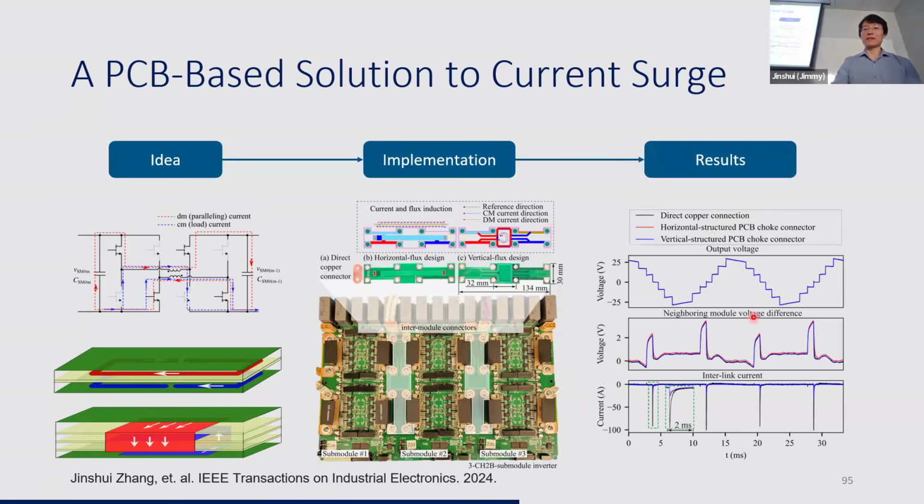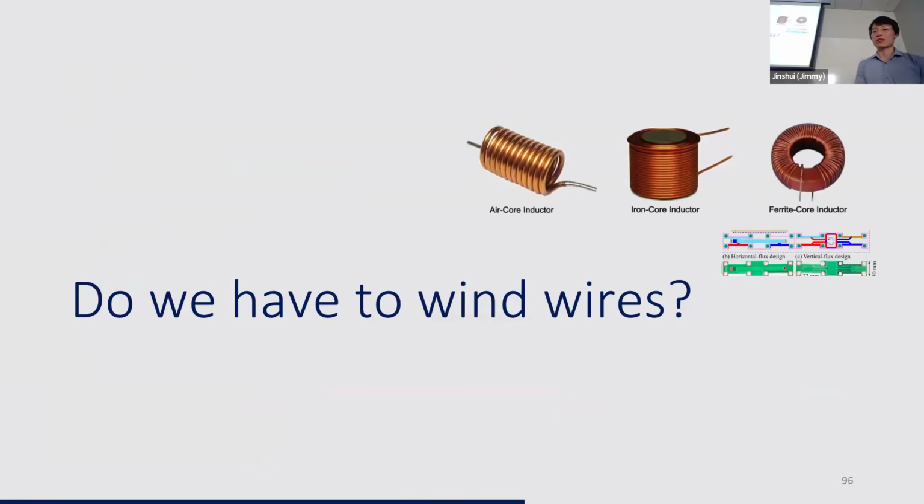And they're very effective. So on the right, we have the test waveforms. From top to bottom, the pictures compare the output voltage, module voltage differences, and paralleling current. For the same working conditions, after inserting the PCB inductance, we reduced the current surge from nearly 100 amps down to just 12, which could have saved the transistor from being damaged. So that's our solution number one. We inserted just a small piece of PCB and made a huge difference to the current surge.